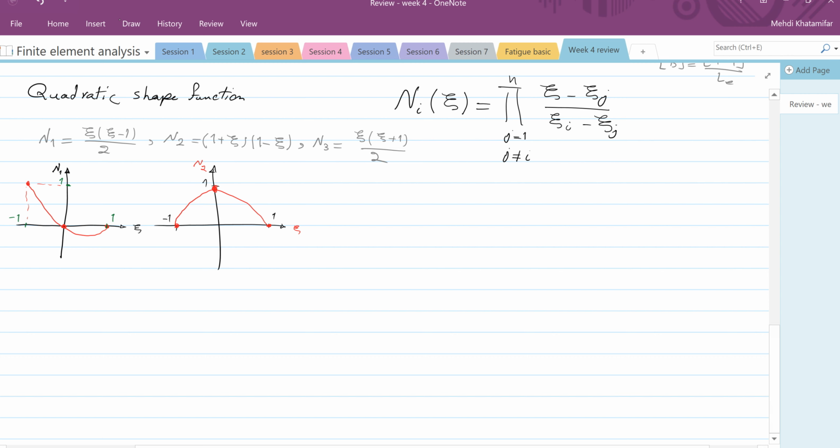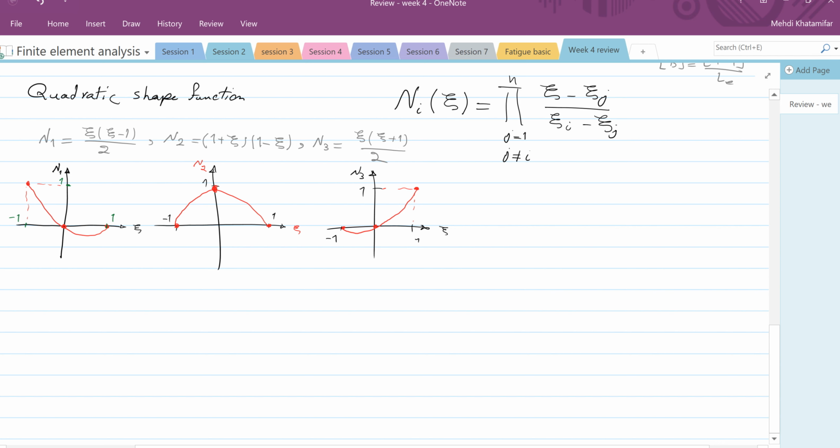And finally, for n3, if we draw, this is 1, -1, 1. It should be the opposite of n1. If you put -1, it is going to be 0. If you put 0, again 0. For 1, it is going to be 1. So the graph should be something like this.